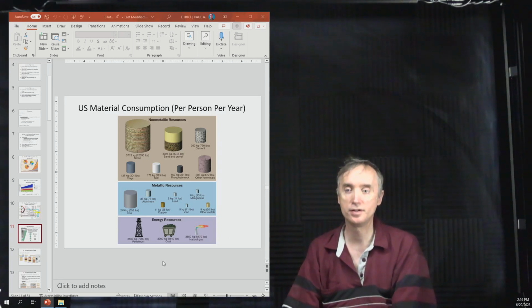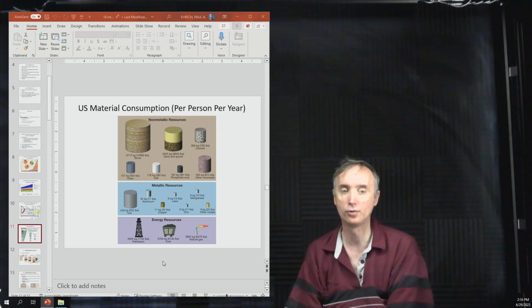Okay, we want to continue our review for the Unit 4 exam by now talking about United States material consumption, and this is per person per year. This is the amount of stuff that we use. So if you were given that chart on the exam, you should be able to understand what it's saying.